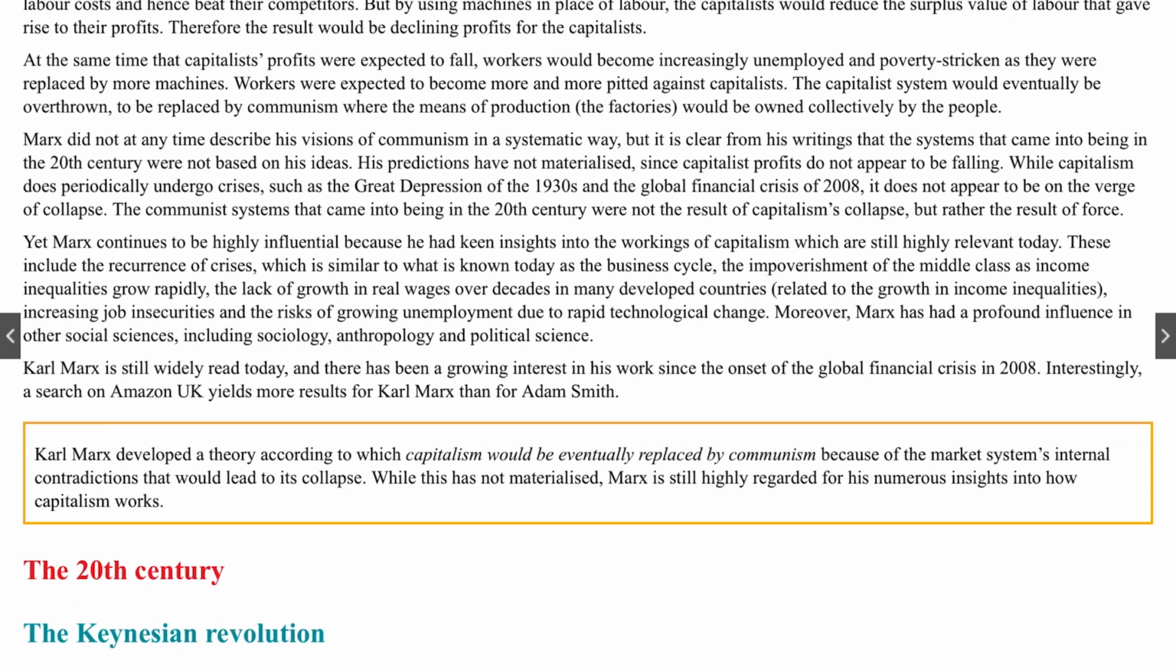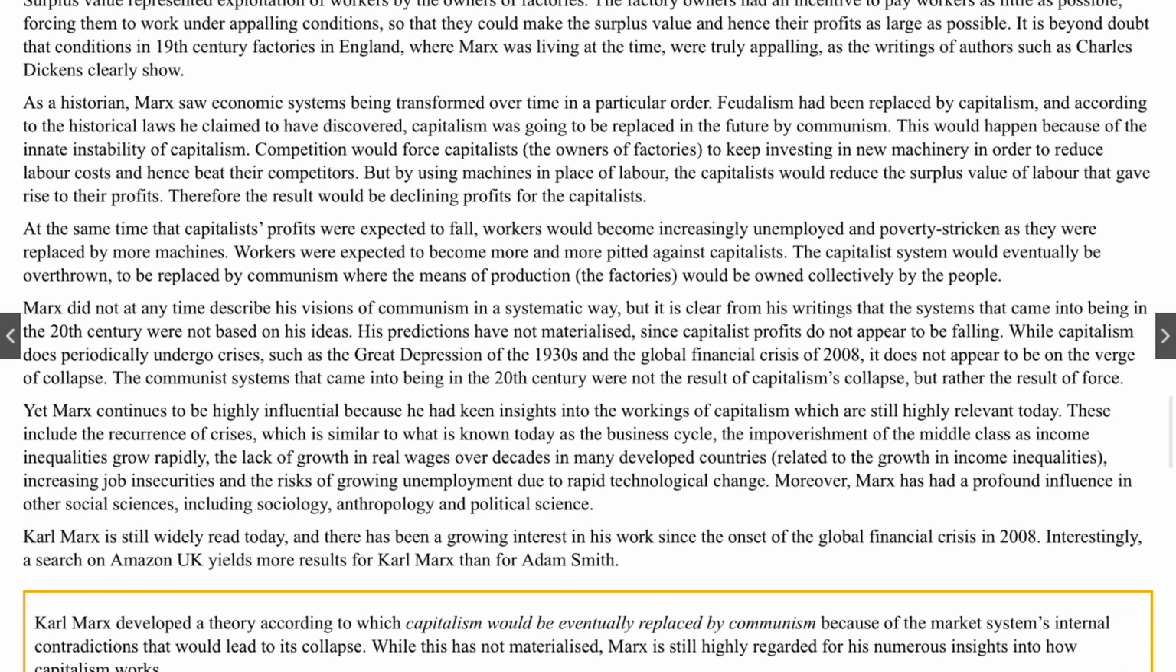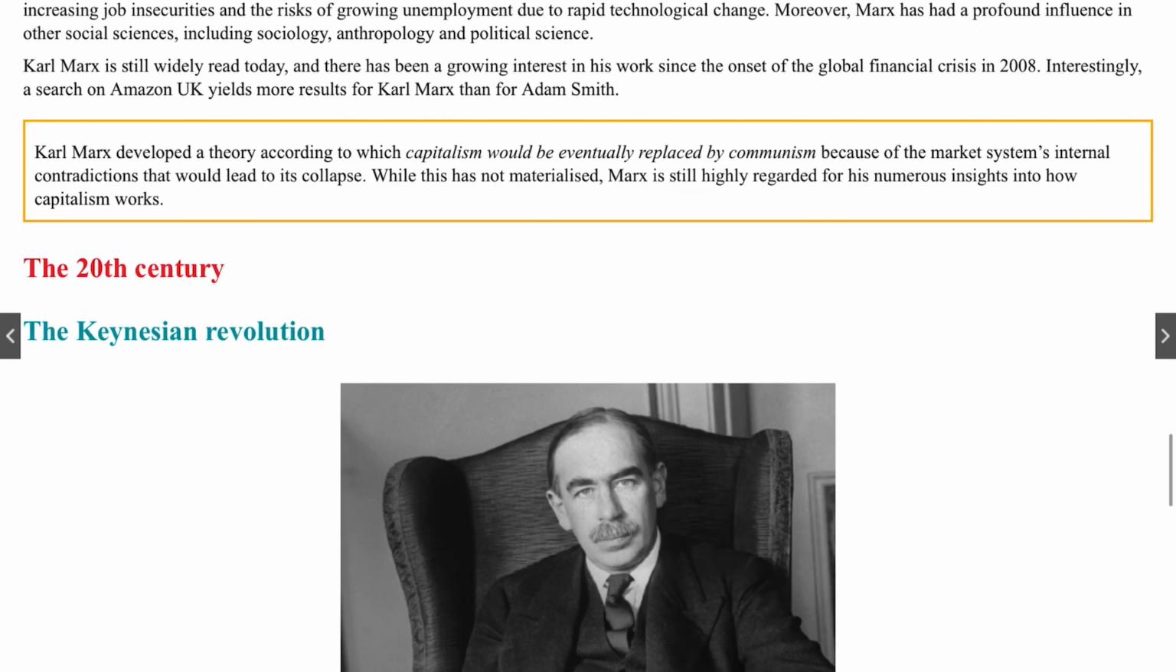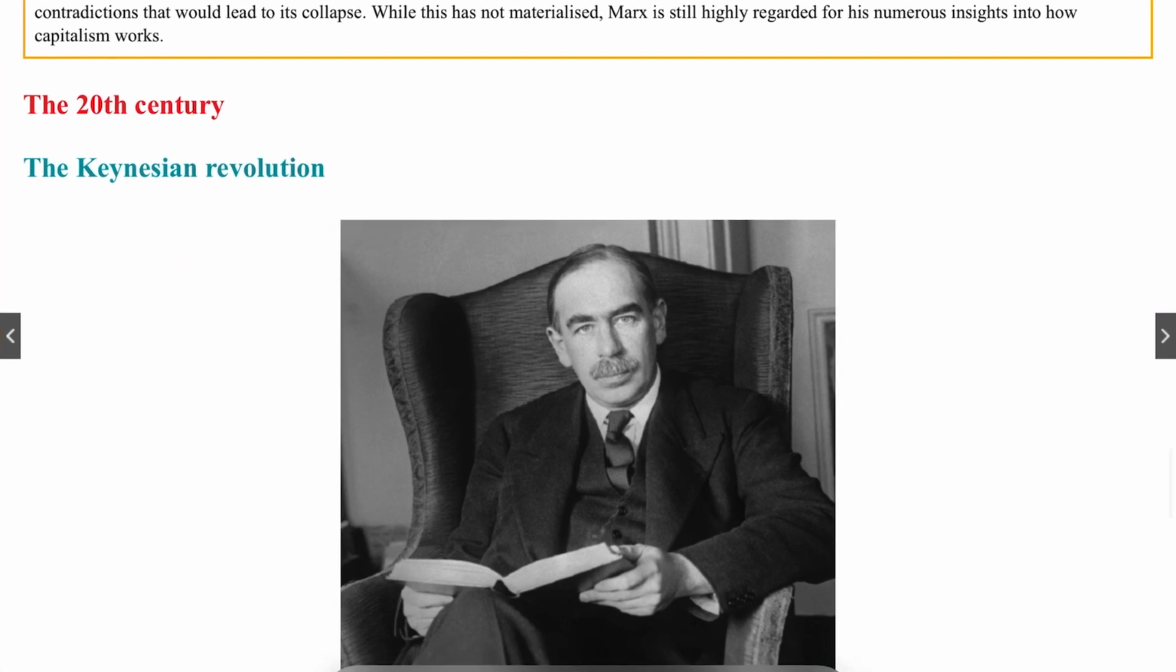This is a very much communist theory. Again, Marx leaned very much more to the planned economy. So while this was not materialized, Marx is still highly regarded for his numerous insights into how capitalism works. He very much critiqued capitalism. You could read a bit more about it here if you would like. But this was again during the 19th century.